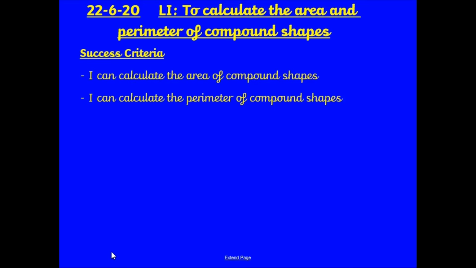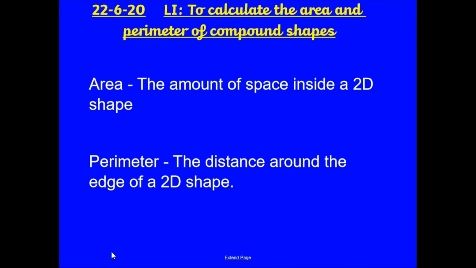Good morning, Year 6, and welcome to today's maths lesson, where we're going to be calculating the area and perimeter of compound shapes. Now remember, compound means to put two things together. So you're going to have basically two or more shapes put together to make one large shape.